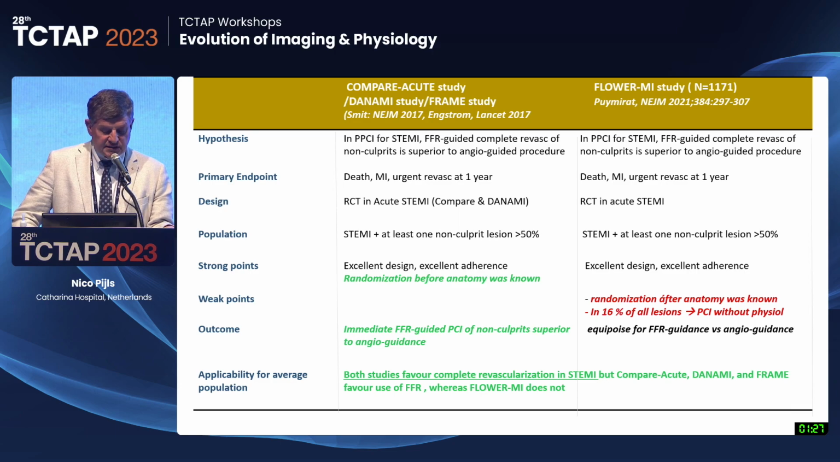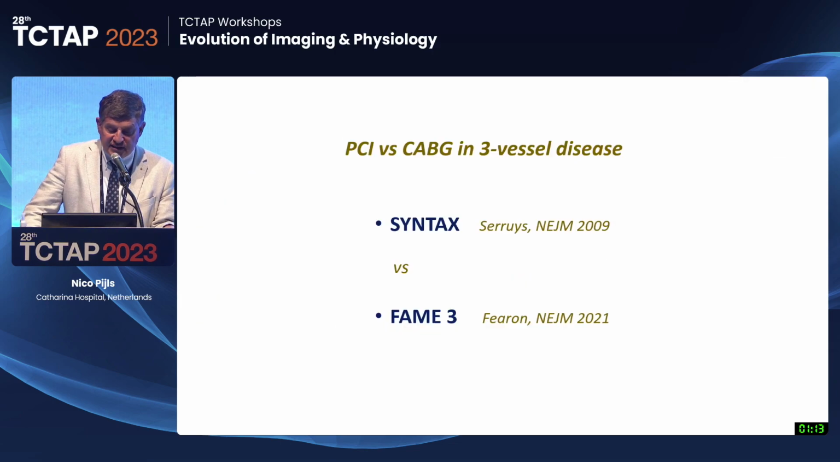What is important is that both studies favor complete revascularization in STEMI, but as I mentioned, compare acute and NAMI and FAME favor use of FFR, where Flower MI does not. Then the last issue, PCI versus CABG in 3-vessel disease.